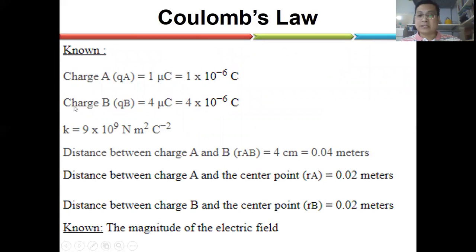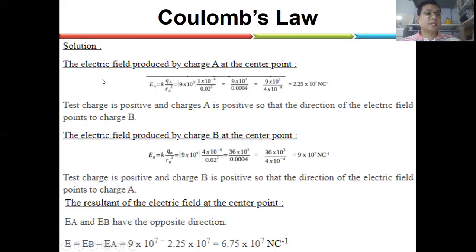Okay, we go to the answering. Known parameters: charge A is positive, charge B also positive, and k, and the distance between A and B. The radius from A to the center is 0.02 meter, and the radius from B is 0.02 meter. Then the question is the magnitude of the electric field. Okay, we calculate first at point A, just directly input all parameters into the formula.